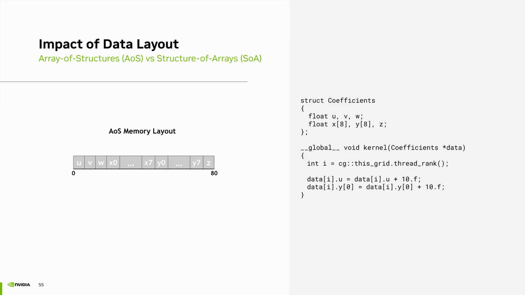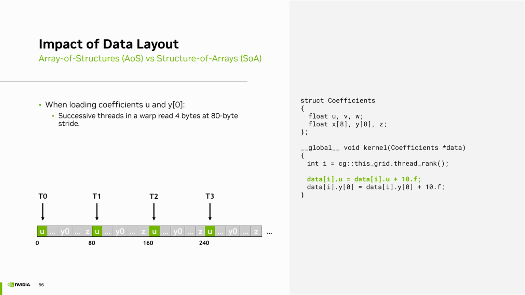Now let's look at an example comparing array of structures versus structure of arrays. Let's assume we have a struct of coefficients that has the memory layout you see depicted here, and we want to access the U data member and Y of 0. So what happens in this case? When we access U, we access 4 bytes of data per thread at a stride of 80 bytes. So this is the worst case scenario we described earlier.